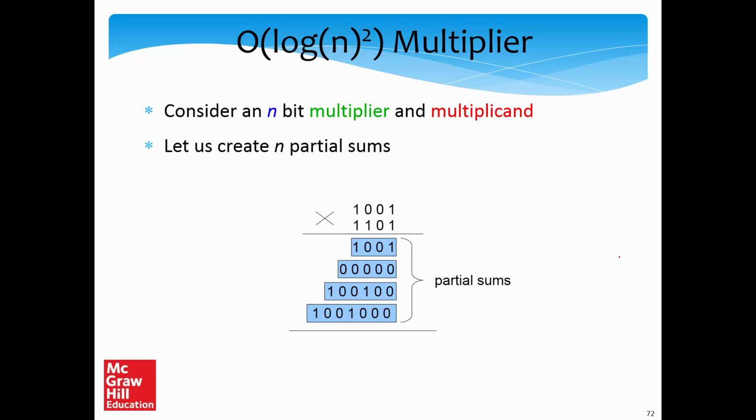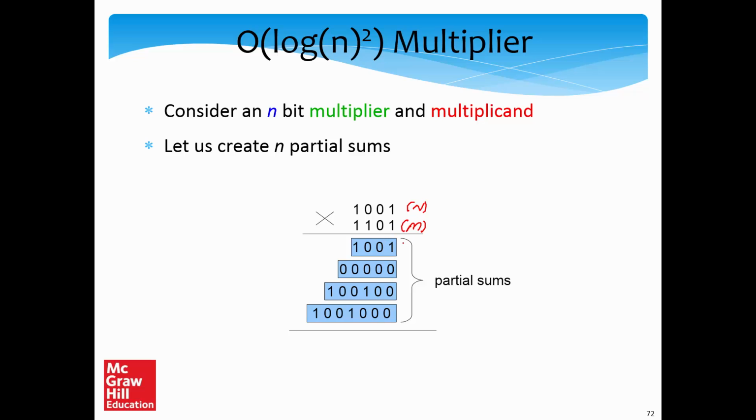Welcome back. Let's take a look at faster multipliers, namely an order log n square multiplier. This is fairly simple to construct. Let's consider an n-bit multiplier and an n-bit multiplicand. If we write the multiplier here and the multiplicand here.